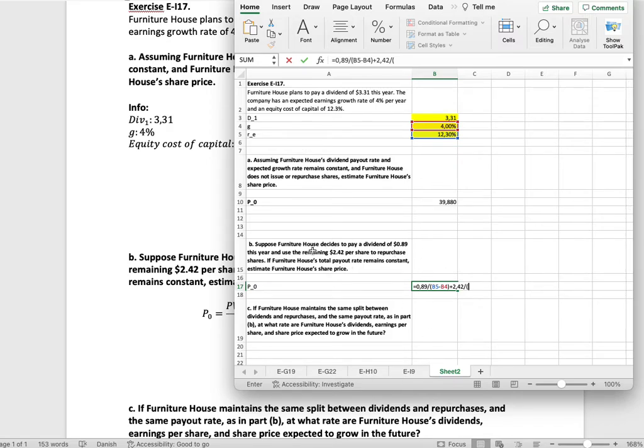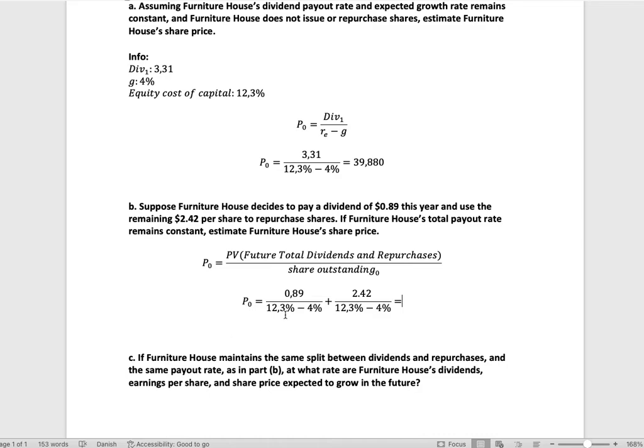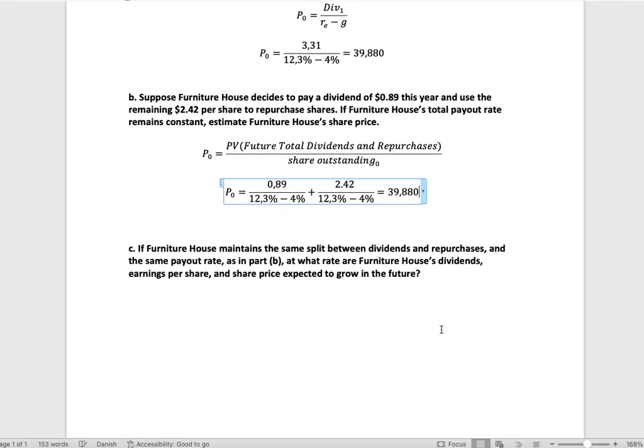Yeah, and you should then also put these in cells, these two, the dividend and the remaining 2.42 that would be repurchased. Okay, and yeah, I'll do this. And as we can see, I'll just do the same formatting. We get the same result. So the same result as before.